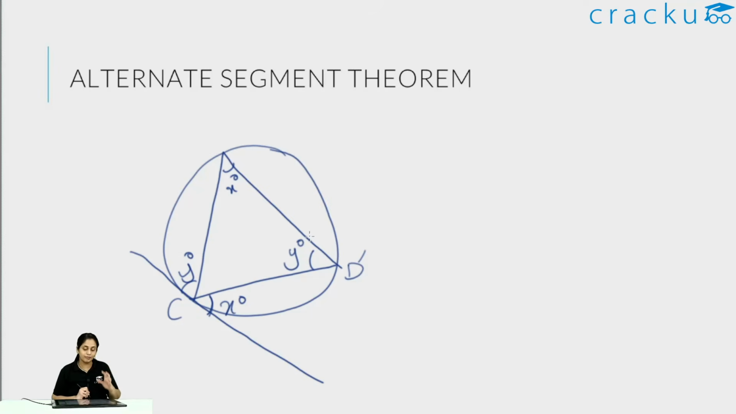So always remember this basic concept of the alternate segment theorem, where the angle made by the chord and the tangent is equal to the angle subtended by that chord in the alternate segment. If the angle is made over here, then it is subtended in the alternate segment over here. If the angle is made over here, it is subtended in the alternate segment over here. So always remember this particular concept.